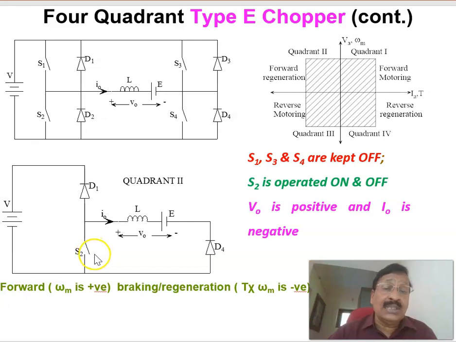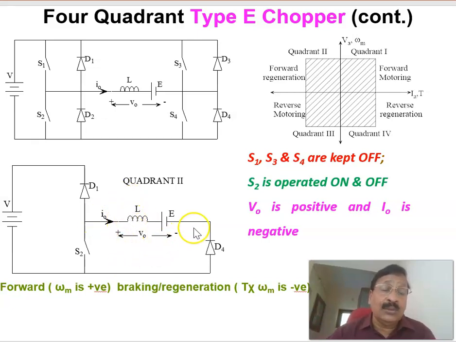Therefore, when the switch is off, there will be a current in this direction, and in that case the current is again negative. But since this point is connected to the plus terminal, the voltage is equal to V. Therefore, when the switch is off, the voltage across the armature, V0, is positive, but the current is negative. Current is leaving the armature.